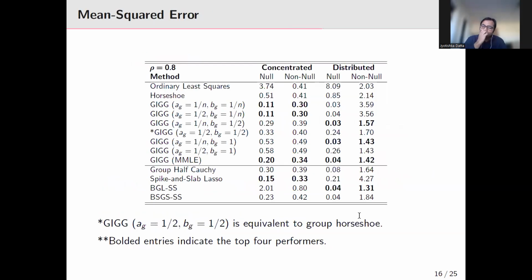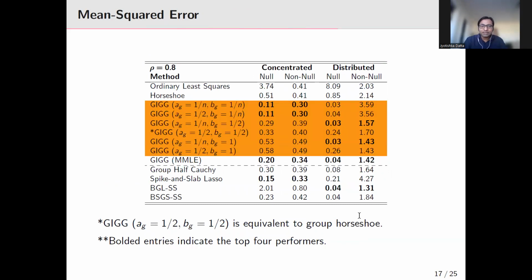Right? Now, let's look at how GIG, this newly constructed prior, behaves in comparison with the other priors. The first thing that we see here is that these parameters A and B do have some effect. So if you make them both small, which is what you saw in the figure a few minutes back, it would work really well for the concentrated setting, but not so much for the distributed setting, right?